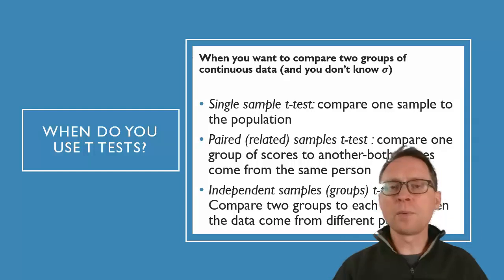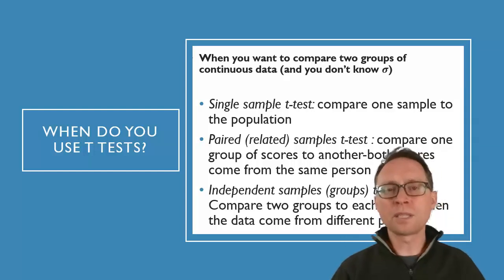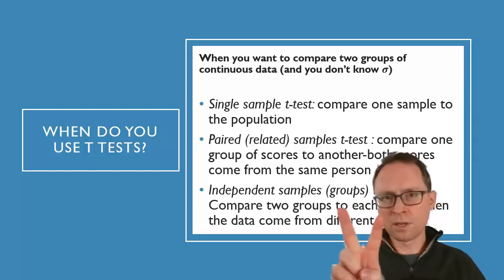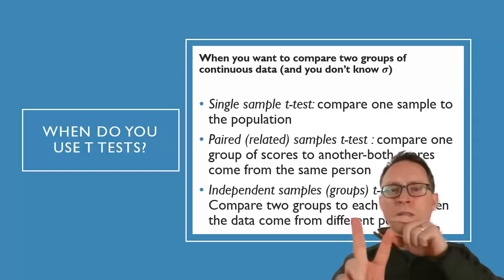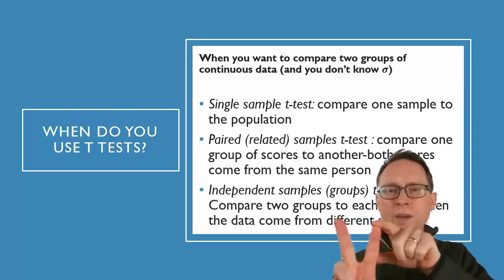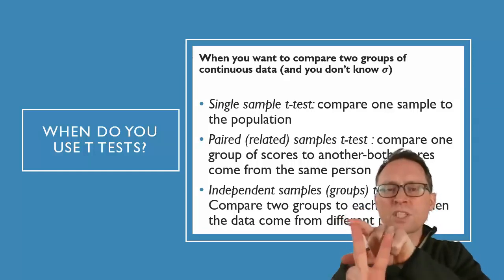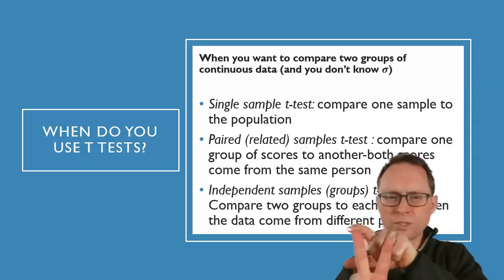Now, keep in mind, whenever we're talking about an independent samples t-test, we are talking about two variables, but that's not the same as the two groups. So the two variables are the independent variable and the dependent variable. The independent variable is split into two levels, two groups.